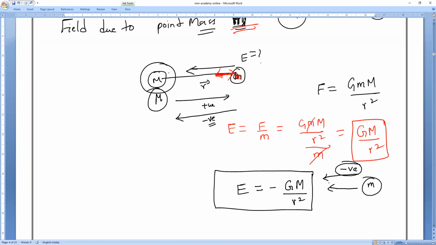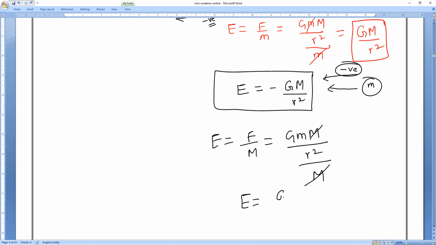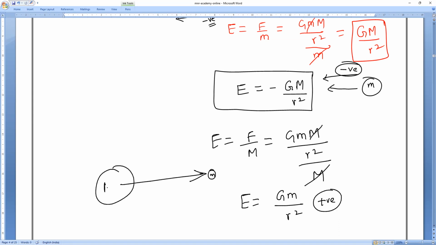But suppose I take the field due to the mass capital M, then it will be reversed. E is equal to F by M, capital M. So small m into capital M divided by R square, divided by capital M. So M will get cancelled. So the field due to the capital M is equal to G into small m divided by R square. But is it positive or negative? The bigger mass is acting in the forward direction on the smaller mass. So it is positive.